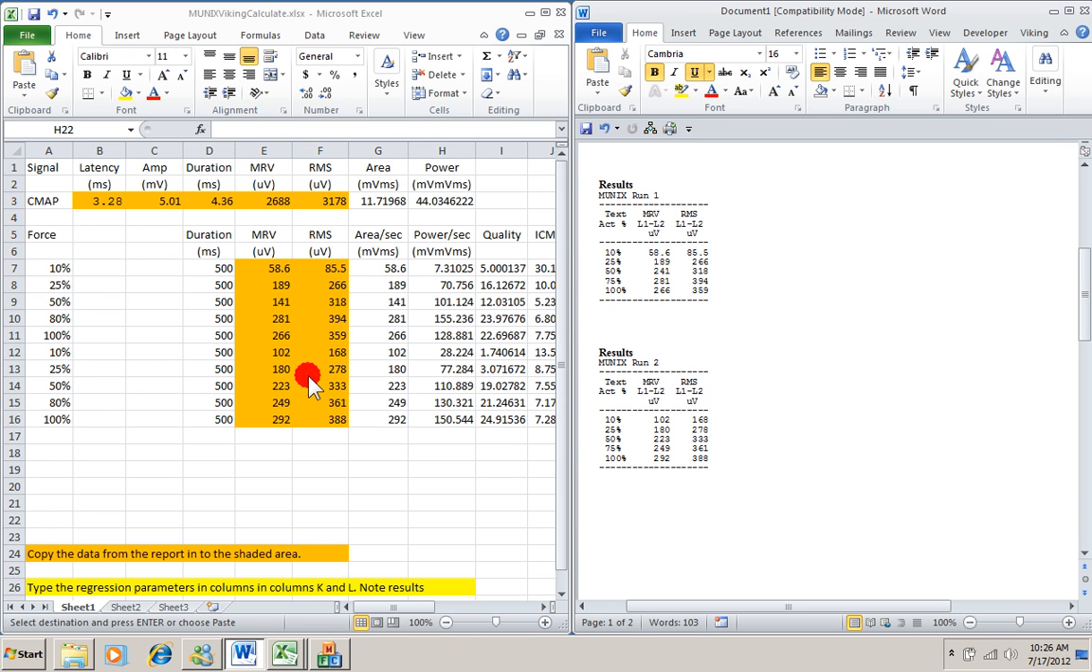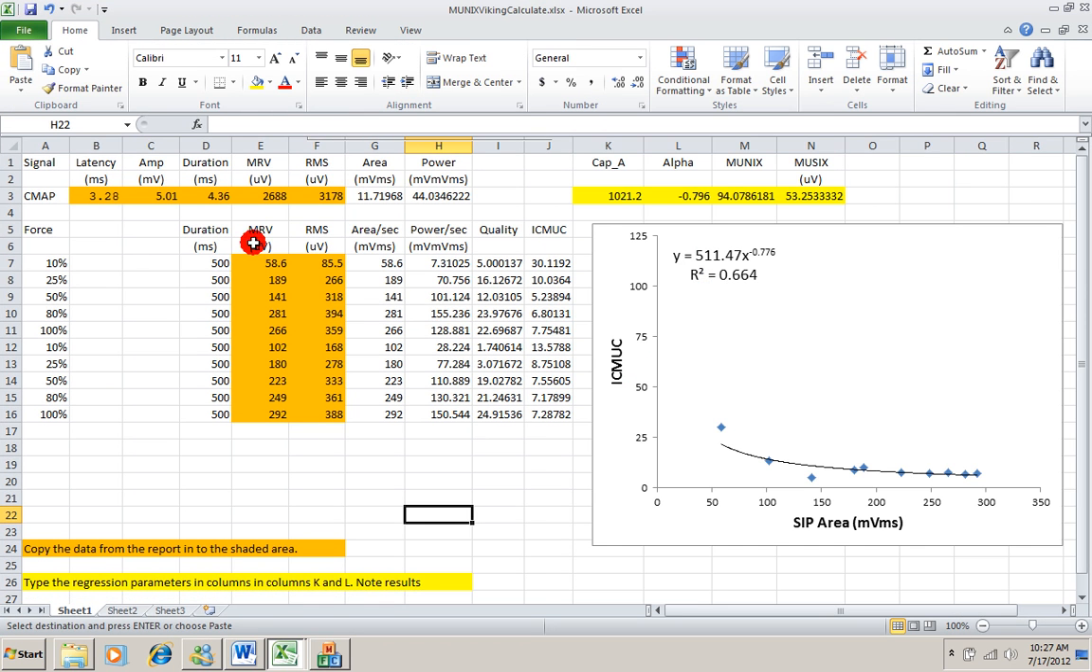So you will need to manually transpose these 5 numbers for the CMAP and these 20 numbers for the surface EMG interference pattern. A little tedious, but I think it can be done quite easily in less than a minute or 2. We don't need the report anymore. Let's just look at the spreadsheet.